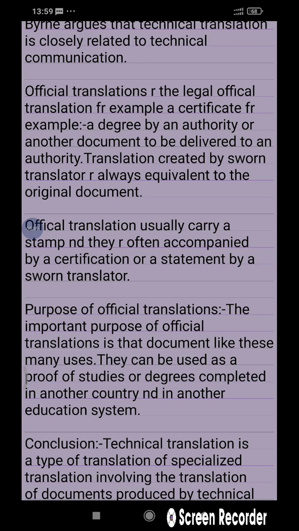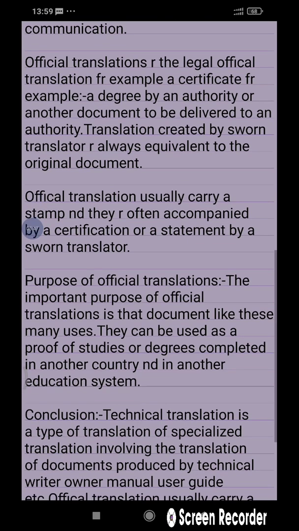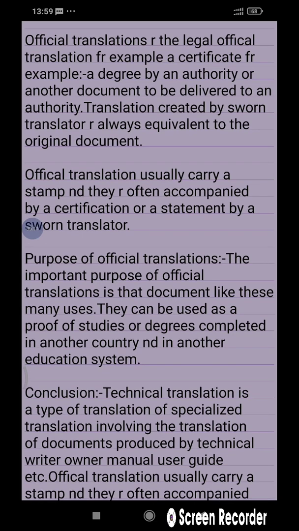So now, official translation. What is official translation? Official translations are legal official translations, for example a certificate, a degree by an authority, or another document to be delivered to an authority. It is called official translation. Translations created by a sworn translator are always equivalent to the original documents. So while we translate from one language to another language, it will be equivalent to the original one.